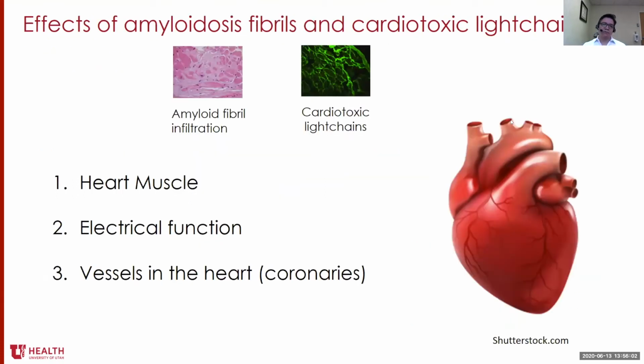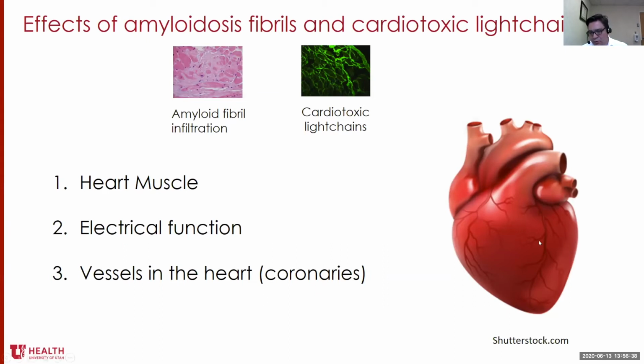So how does it affect the heart? Well, the heart has several functions, and it has the heart muscle, and that can be affected by amyloidosis. It also has an electrical system. The electrical system is what triggers the contractility of the heart, and this can also be affected by amyloidosis.